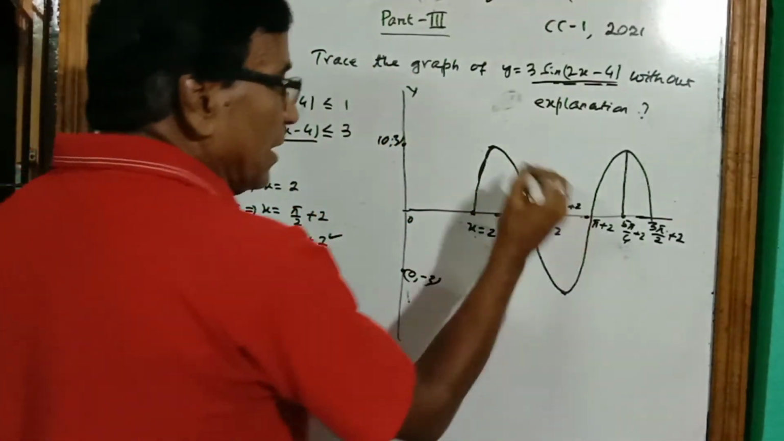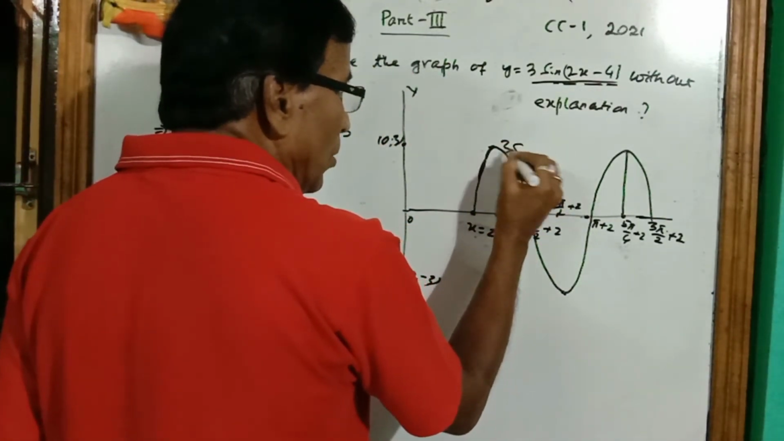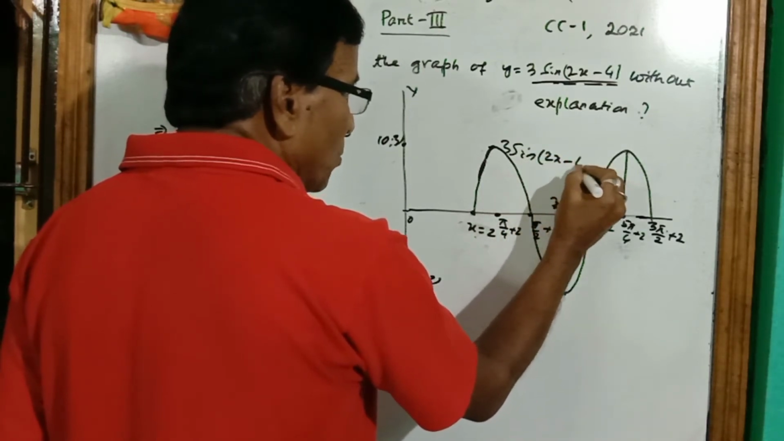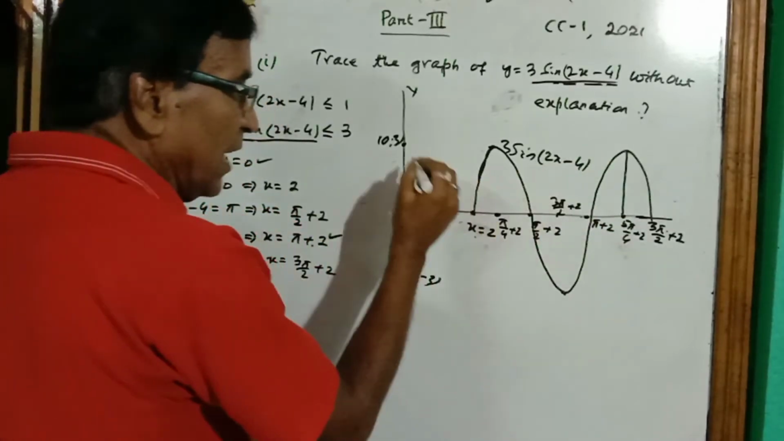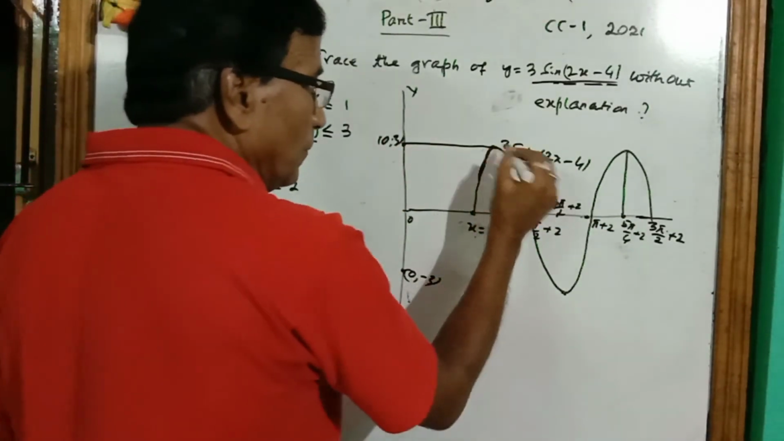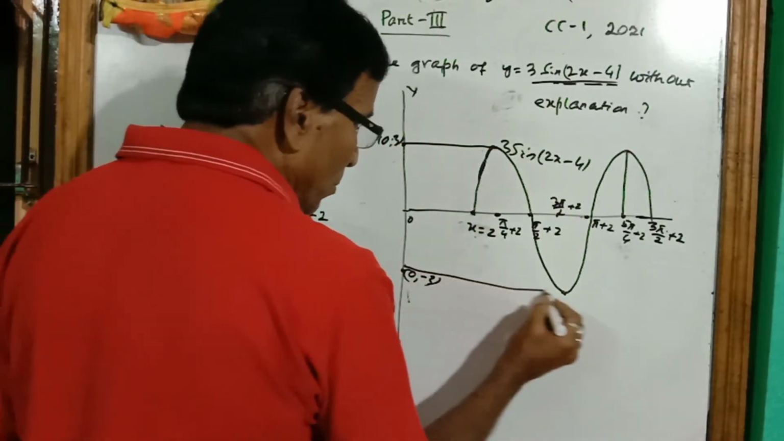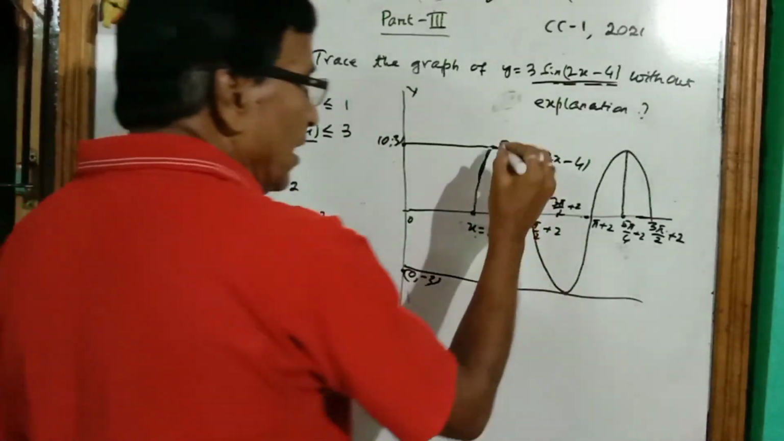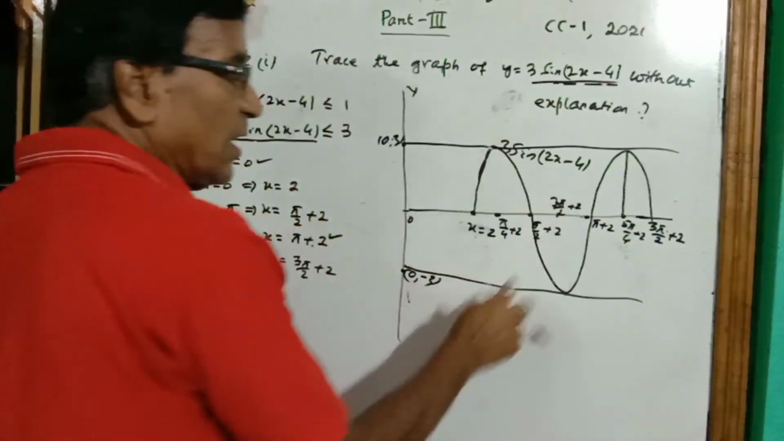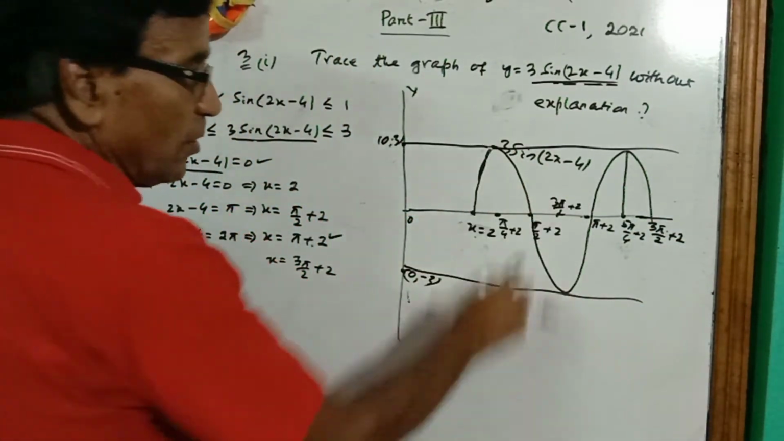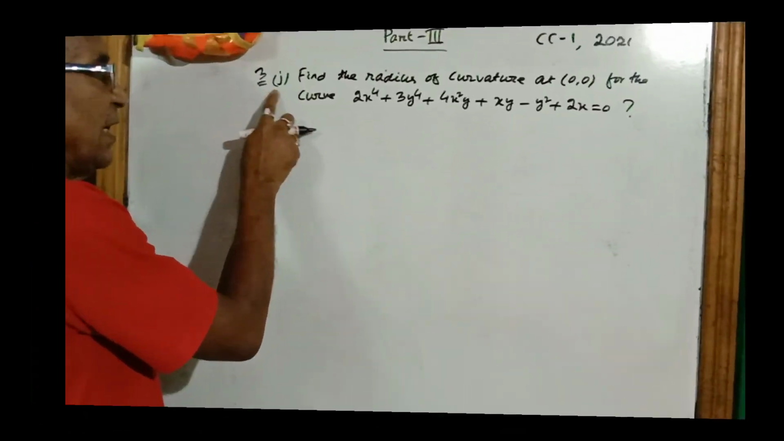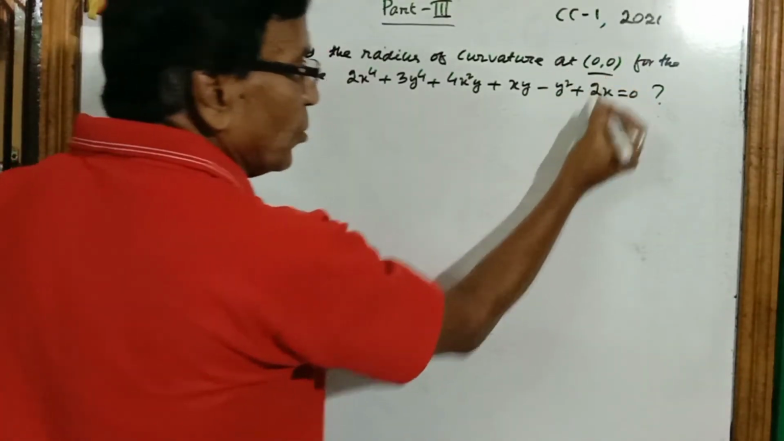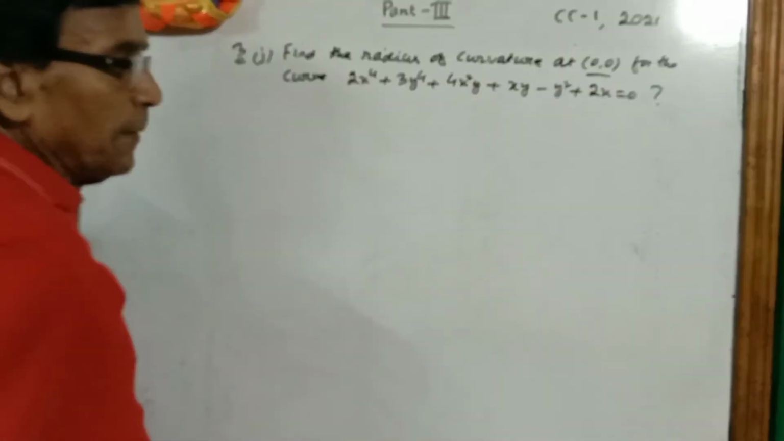So this is the graph of 3 into sine of 2x minus 4. Its graph is like this, and this is the maximum value and this is the minimum value. So the maximum value is 3 and the minimum value is minus 3. So it will be like this. Now, find the radius of curvature at origin (0, 0) for this curve.